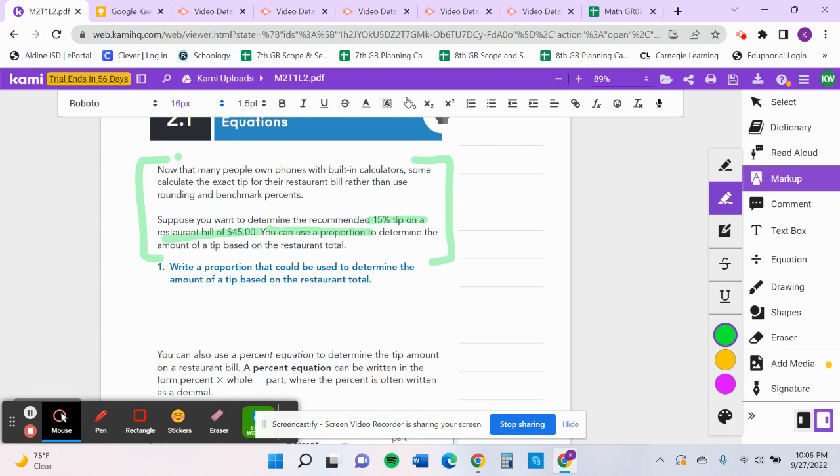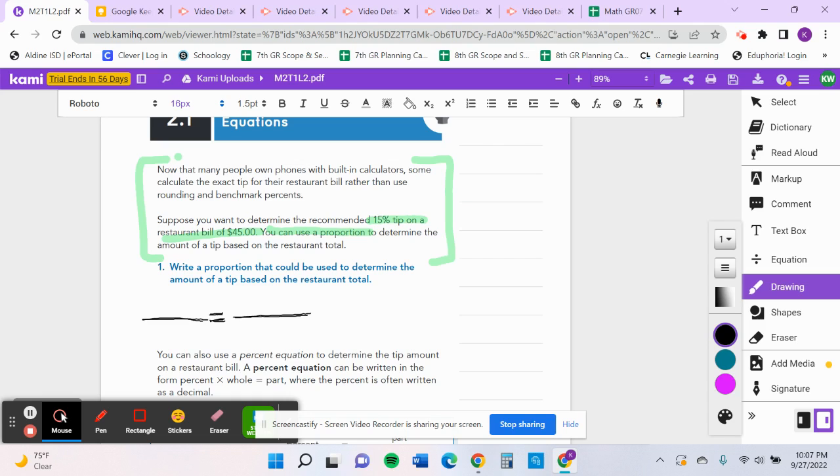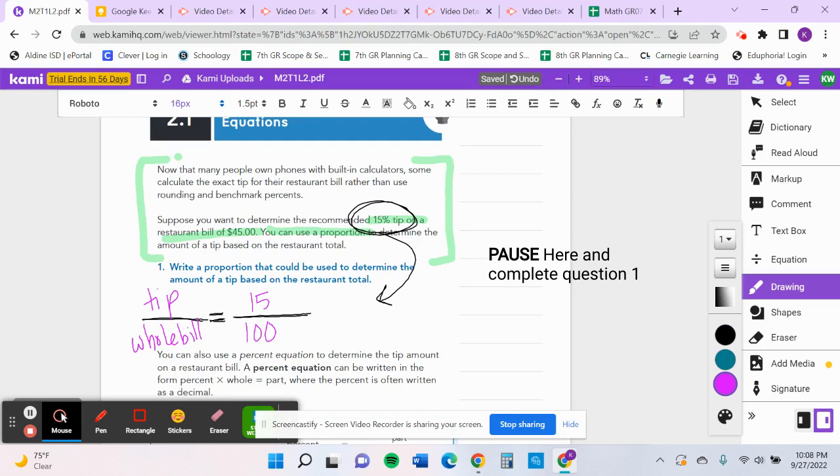Number 1 says write a proportion that could be used to determine the amount of a tip based on the restaurant total. Now, there are no specific values, but use this 15%. Set up a proportion to show how you would find 15% of a whole bill. Pause here.